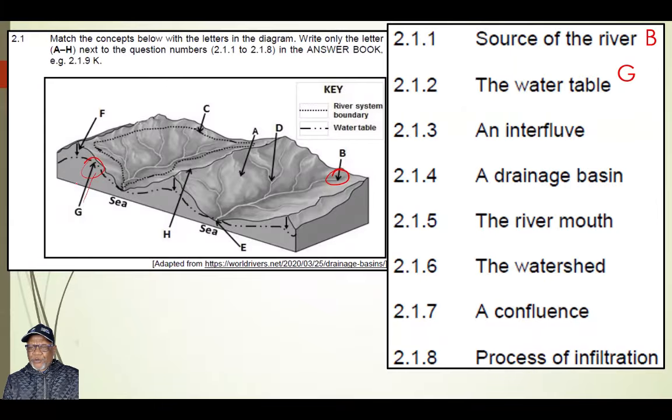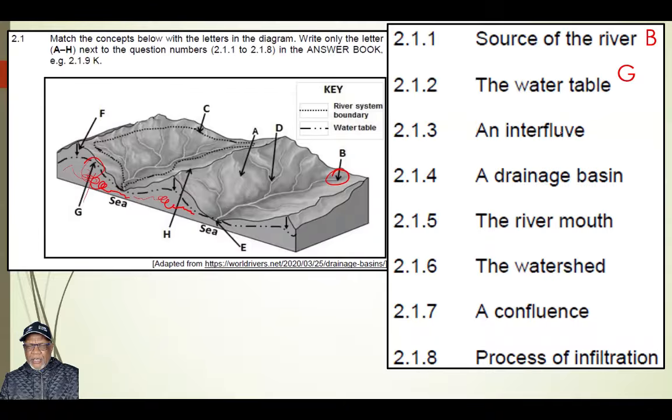And interflow. So you must know what is water table. Let's start first with source. Source of the river is where the river originates. Water table is the top surface of groundwater, which means here we have water under the ground. What do you call the water under the ground? We call it groundwater. And then what is this upper limit of this water under the ground? We call it water table.